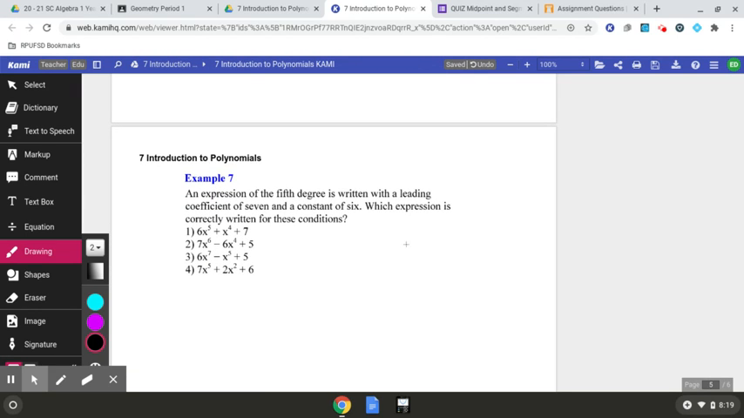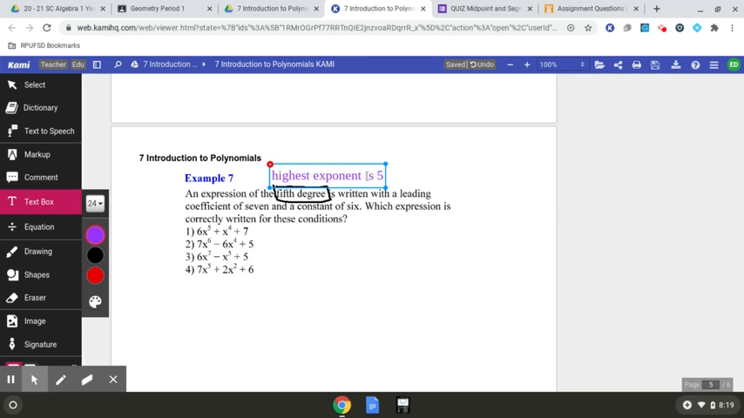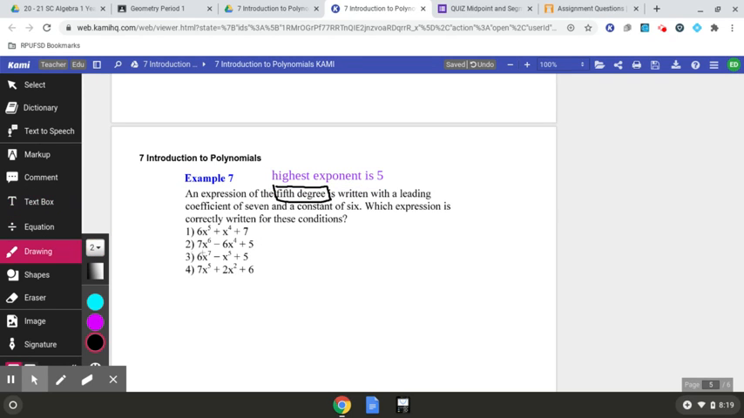Okay, another question like that. It says an expression of the 5th degree. So that's key, right? 5th degree means our highest exponent is 5. So we're going to eliminate choices as we work through this question. So highest exponent is 5. So when I look through my examples here, the first choice has a highest exponent of 5. This one has a highest exponent of 6, so that's no good. Choice 3 has a highest exponent of 7, so that's no good. And 4 has a highest exponent of 5, so that's okay.